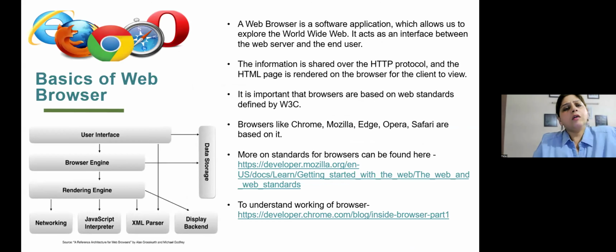Now, a web browser is effectively a software application which allows us to explore the World Wide Web. It is acting as an interface between the user and the web server. And like any software application, a web browser also has various components. One of the components is a browser engine and the rendering engine. It is crucial that the browsers, which we are all familiar with, are based upon the web standards. That web standard is defined by the W3C, okay? The World Wide Web Consortium defines these web standards.